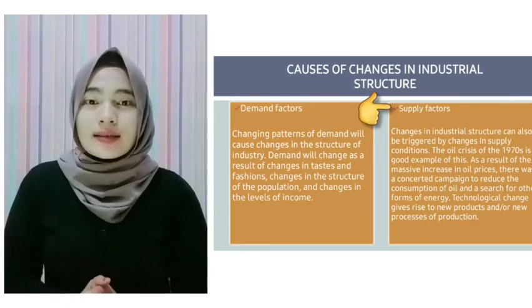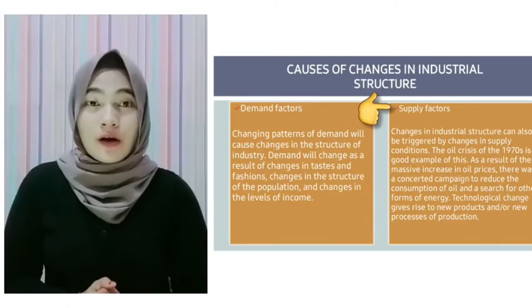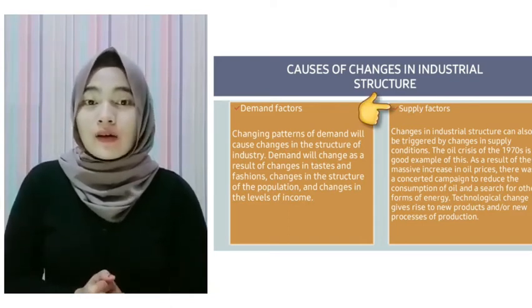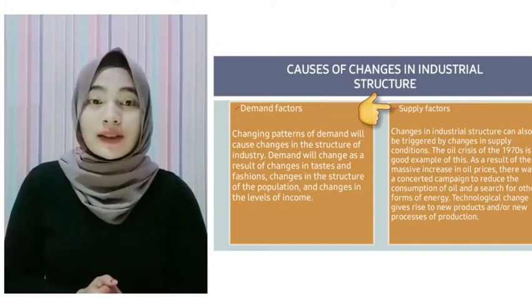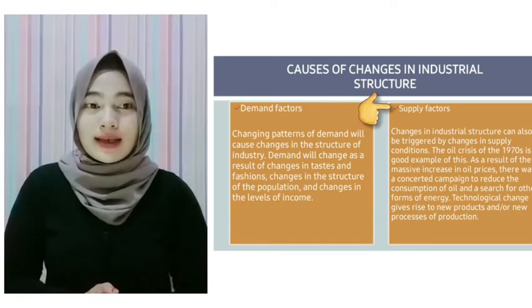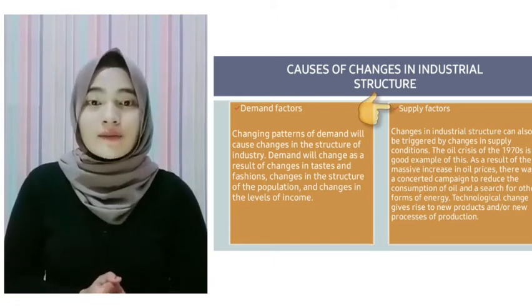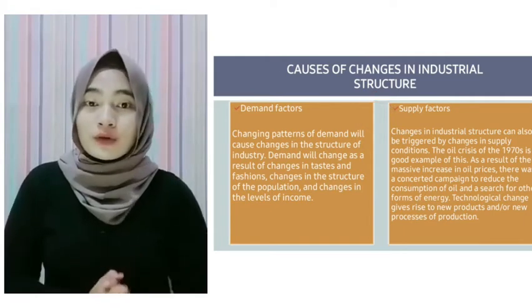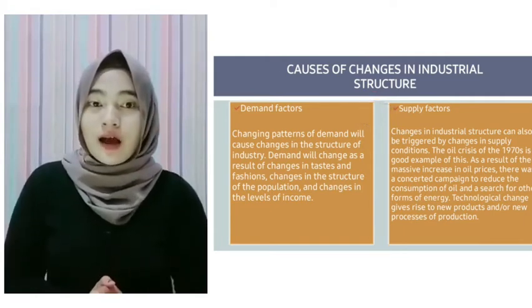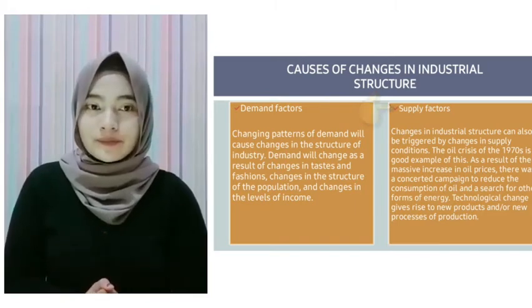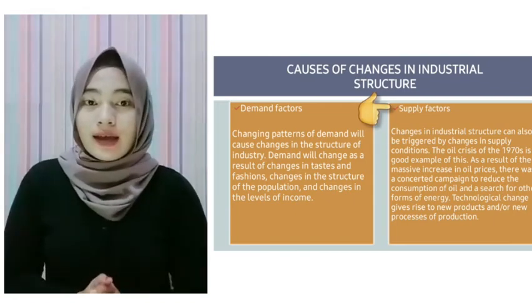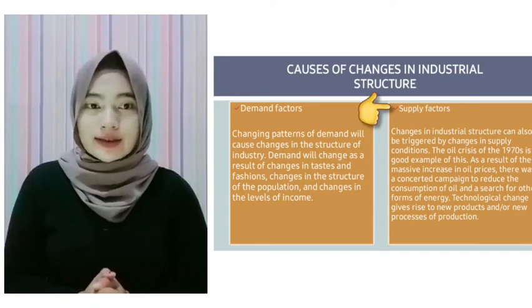Supply factor. Changes in industrial structure can also be triggered by change in supply conditions. The oil crisis of the 1970s is a good example of this. As a result of the massive increase in oil prices, there was a concerted campaign to reduce the consumption of oil and a search for other forms of energy. Technological change gave rise to new products and or new processes of production.